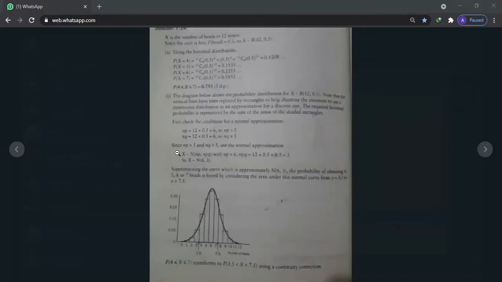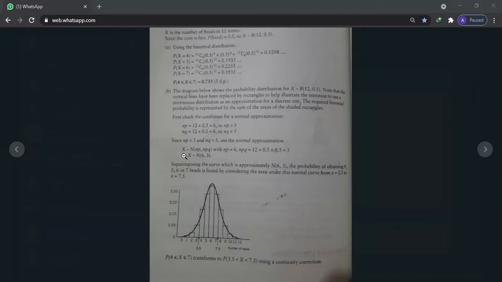both are greater than 5, then we will use the normal approximation. If NP is greater than 5 and NQ is greater than 5, we will use normal distribution for the binomial distribution. In this question, NP and NQ both are greater than 5, so we will use normal distribution for X. Now, the parameters of normal distribution are mu and sigma square.